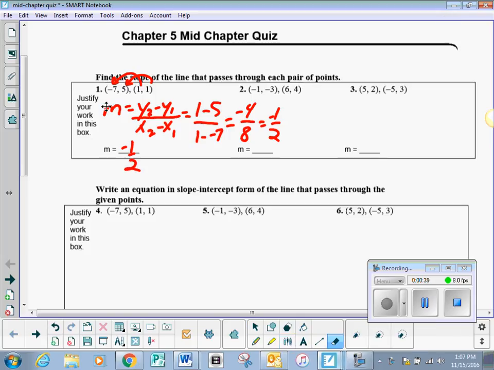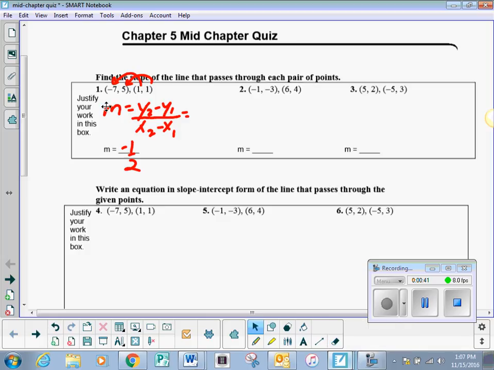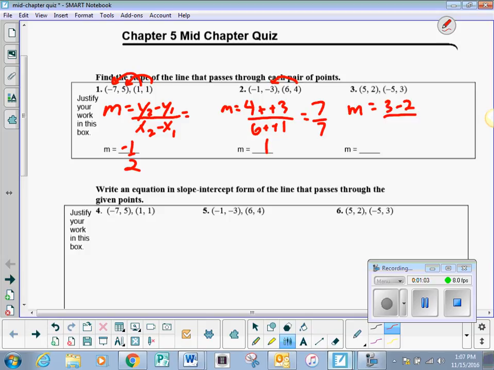On the second one, I would get 4 minus negative 3 over 6 minus negative 1, plus a positive 7, plus a positive 7. Oh, that's nice and simple, 1. On the third one, I'm going to go ahead and go 3 minus 2 over negative 5 minus 5, and I get 1 over negative 10, or negative 1/10. So those are my 3 slopes. First 3 points on the quiz.